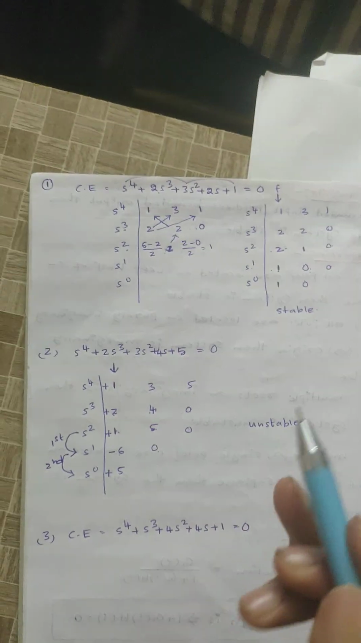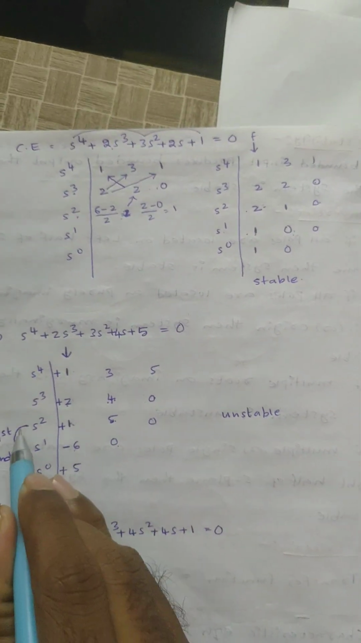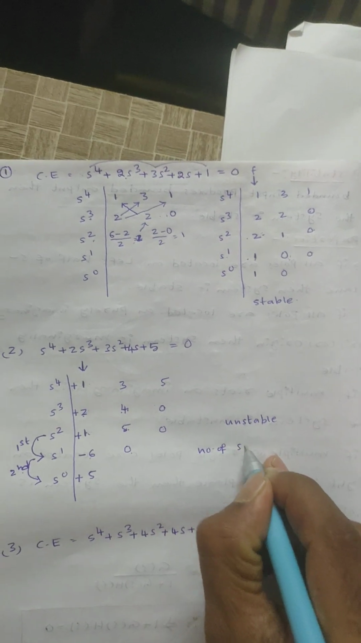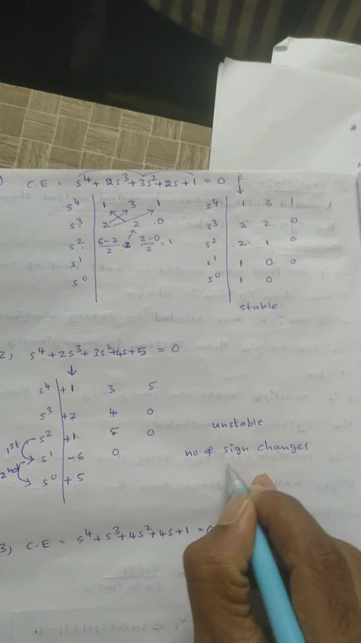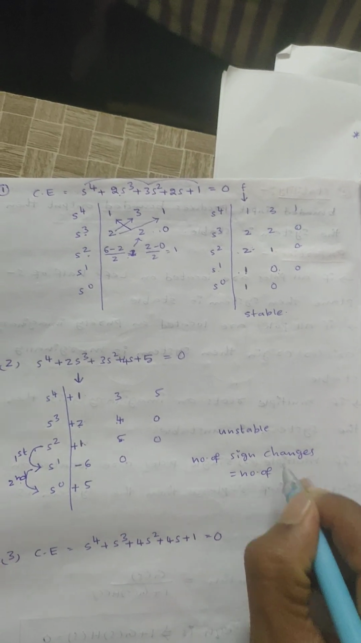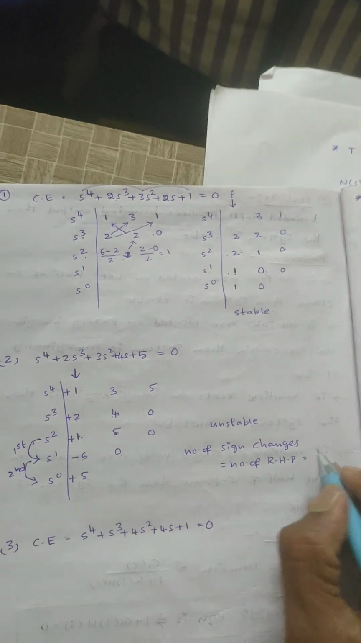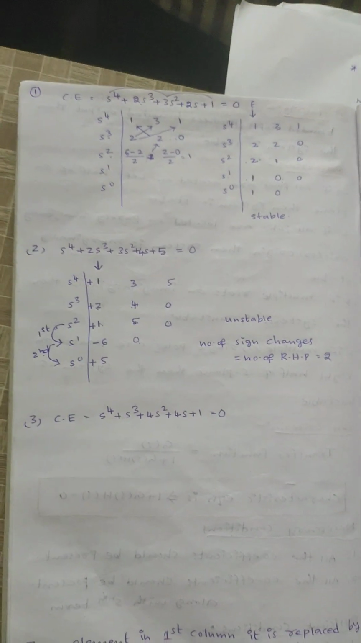From the examination point of view, you may be asked to find the number of right hand poles. The number of sign changes is equal to the number of right hand poles. How many sign changes are there? 2 sign changes, then 2 right hand poles are there.